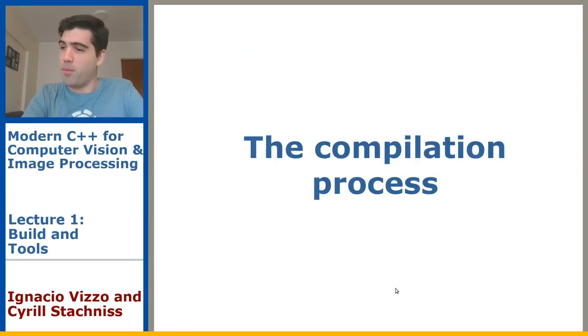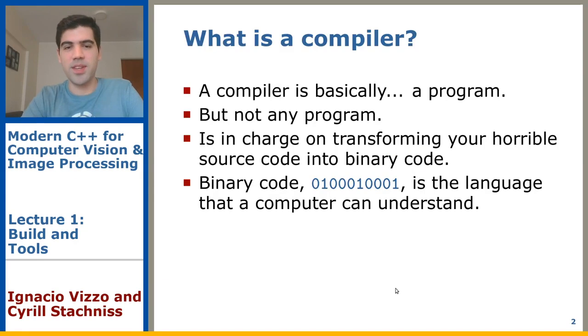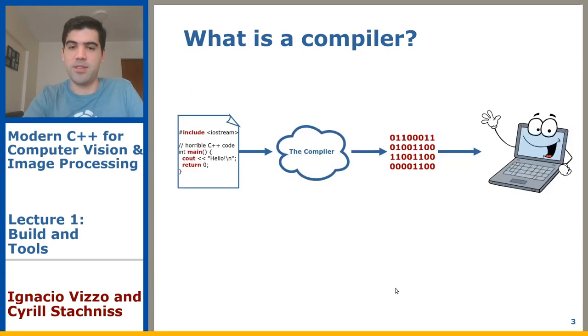So, the compilation process. What is a compiler anyway? A compiler is basically a program, but it's not just any program. It's the one that will transform your horrible and unreadable source code into binary code. Binary code is the language that the computer can understand. Here's a picture showing how this process works at a really high level.